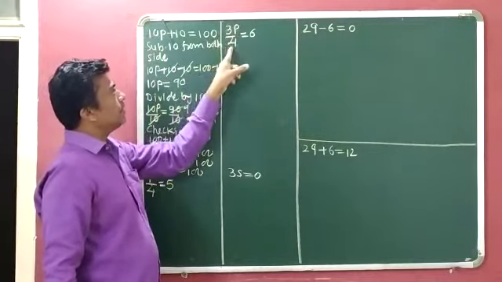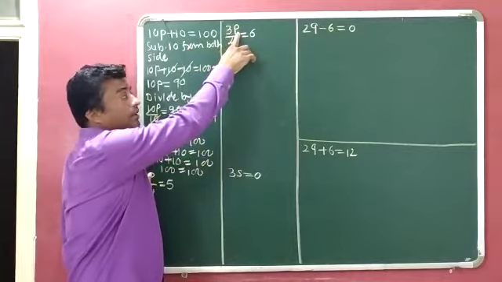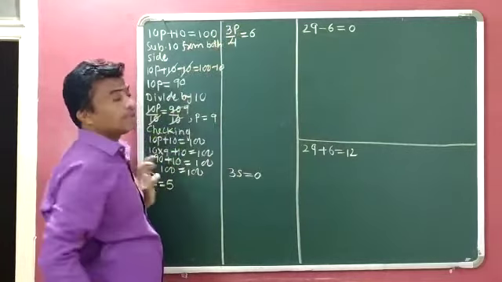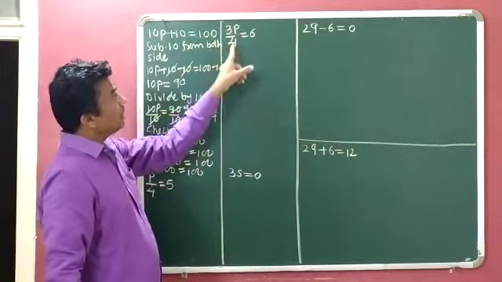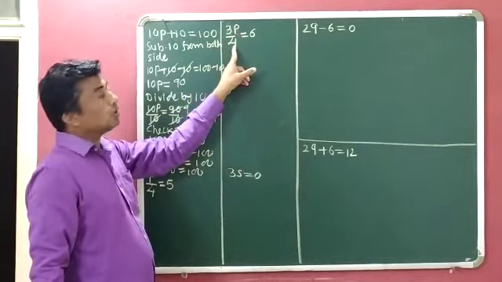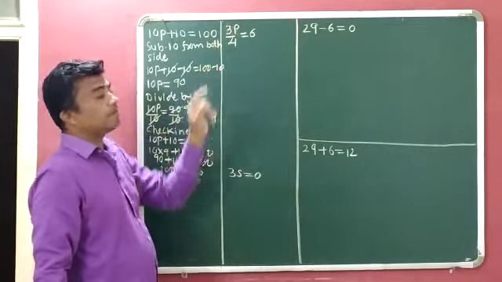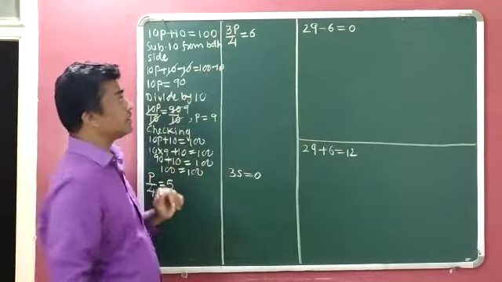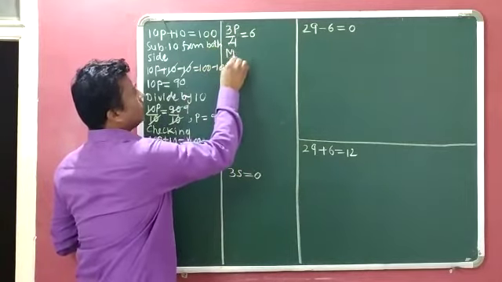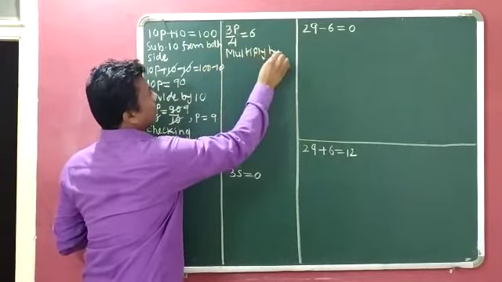Next, 3p divided by 4 is equal to 6. Here the relation between 3 and p is multiplication, and the relation between p and 4 is division, so we can multiply by 4 on both sides. Why can we multiply by 4? Because the relation between p and 4 is division. So multiply by 4 on both sides.